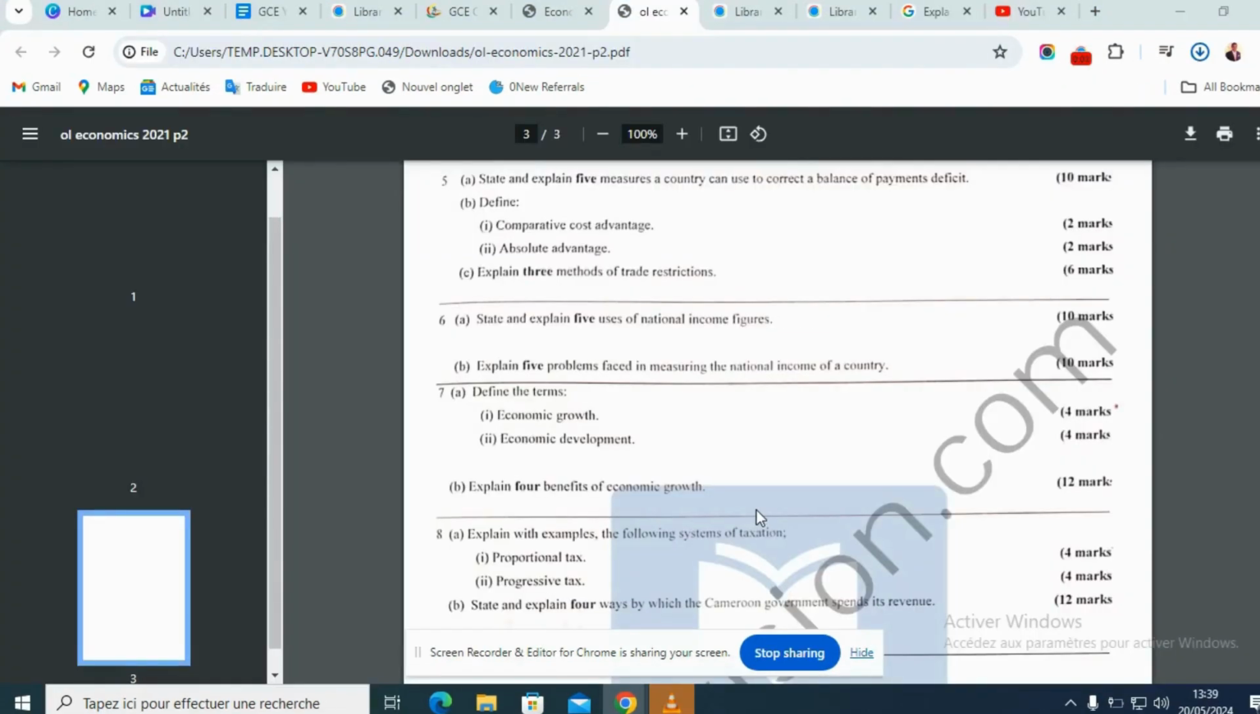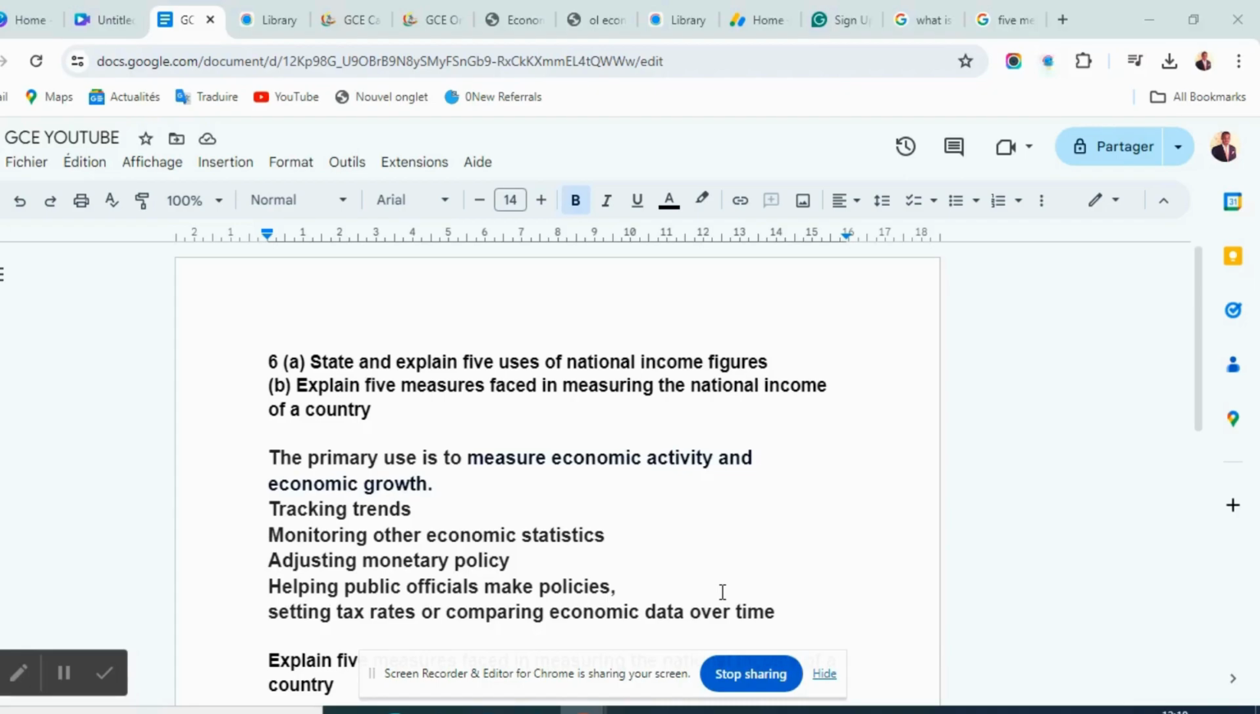So the next question says, state and explain 5 uses of national income figures. B. Explain 5 problems faced in measuring the national income of a country. State and explain 5 uses of national income figures.